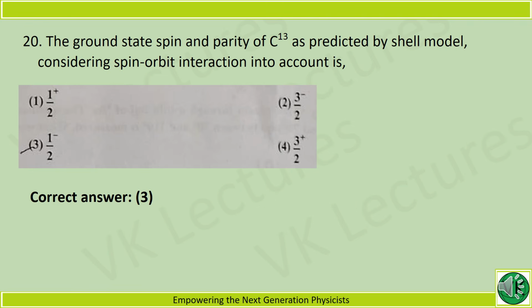The ground state spin and parity of C13 as predicted by the shell model, taking spin-orbit interaction into account, is 1/2 minus. The correct answer is option 3.